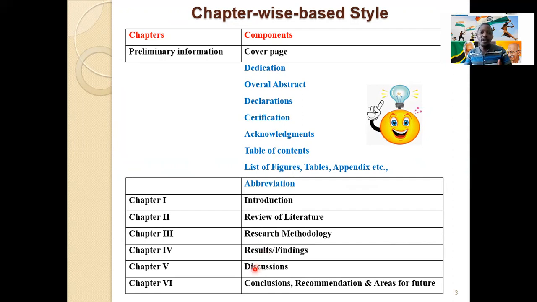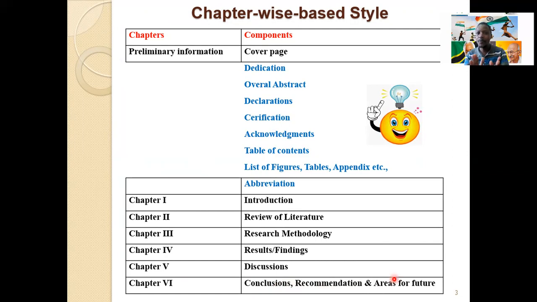Then after, you will have to make discussions of each objective in a subsection. Maybe chapter 5, if it's the discussion, maybe 5.1. You give the name of the objective number 1, and then you discuss the result that you have already given in chapter number 4 above. And then you come to chapter number 7, which is conclusion, recommendation, and area for further studies.